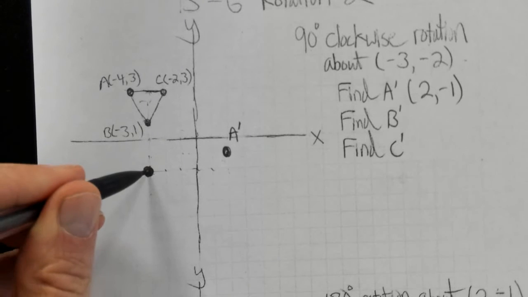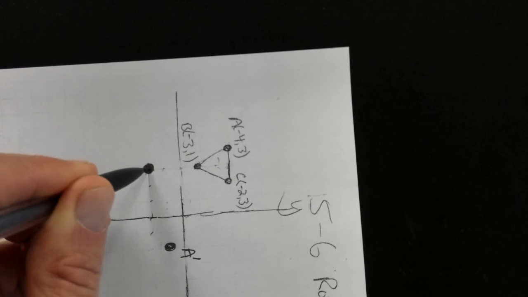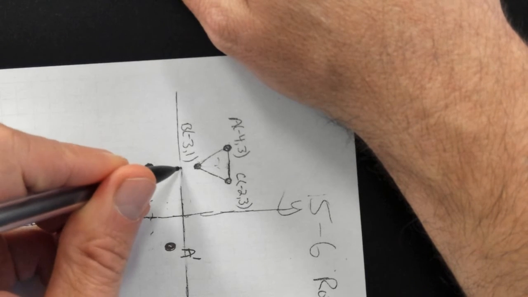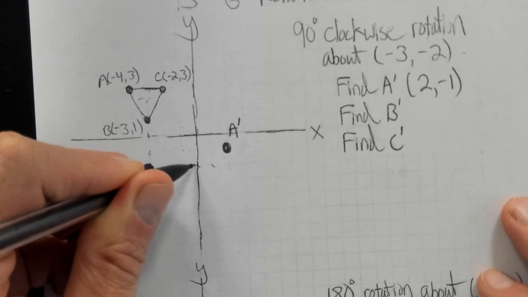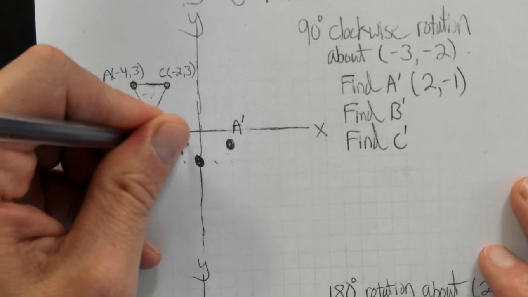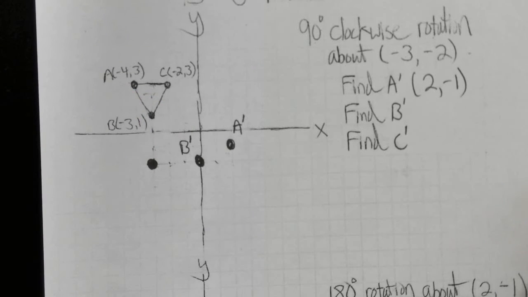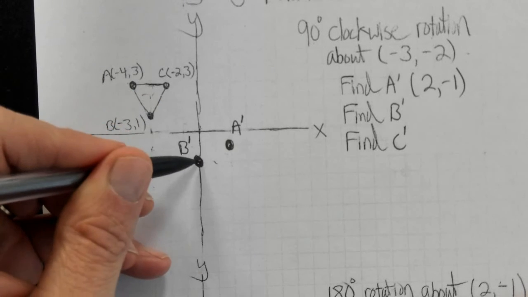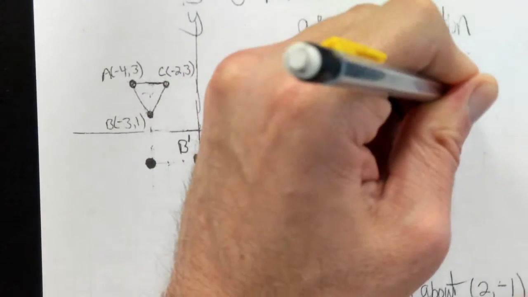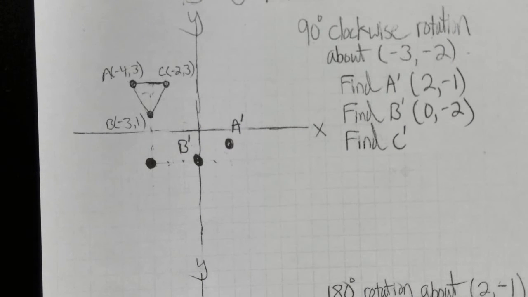All right, what about B? Again, we're on a 90 degrees clockwise rotation. Let's look for B. B is to the right by 1, 2, 3. So when I go back to normal, where am I going to go? To the right by 1, 2, 3. And then we have B prime. B prime is now at 0, -2.